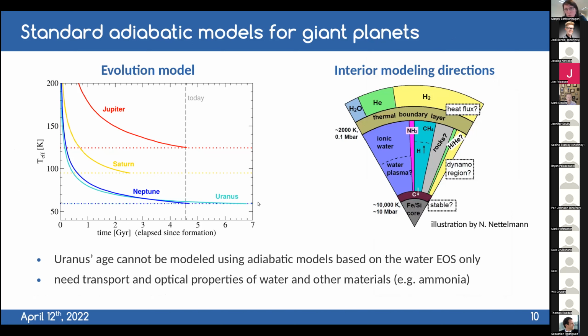And what can we do about it? Well, there's a couple of modeling directions we can take. For example, we can also look at other planetary ices like ammonia and methane. Maybe we can mix in some rocks. Or what Nadine Nettelmann suggested a couple of years ago is to introduce a thermal boundary layer to look at non-adiabatic models. So it's basically an artificial temperature jump between outer and inner layer, where we can then match the luminosity of Uranus. And this can be done for Neptune, of course, as well. You can do it for both planets a little bit differently to match the age of the planets correctly.